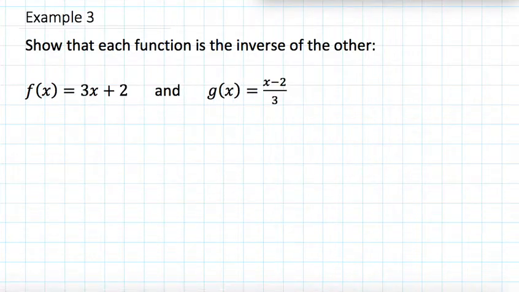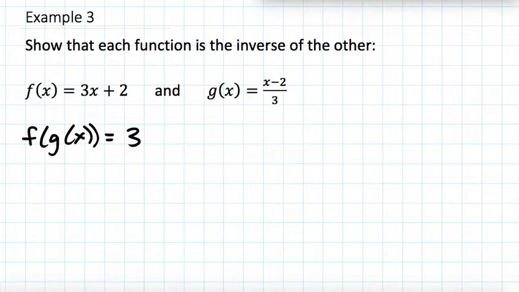Next we're going to look at example 3. It's the same type of problem. We're showing that each function is the inverse of the other, but now we have functions that are slightly more complicated. So again, we're going to do f of g of x first. So I'm going to plug g into f. f is 3x plus 2. Replace that x with whatever g is, which is x minus 2 over 3, and then I have a plus 2.